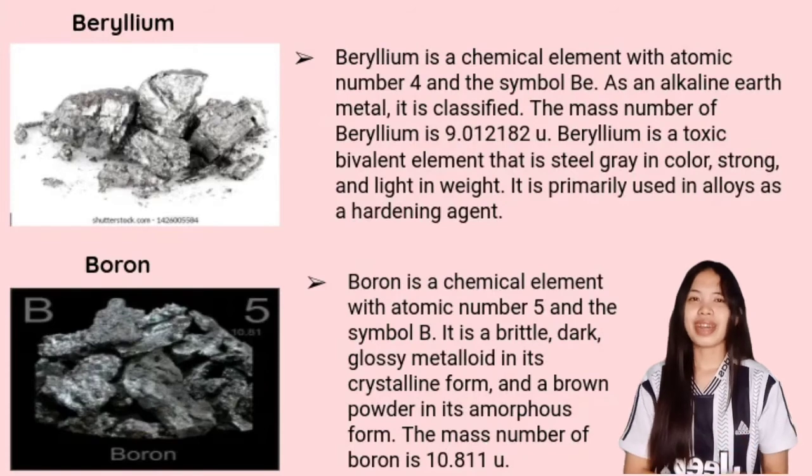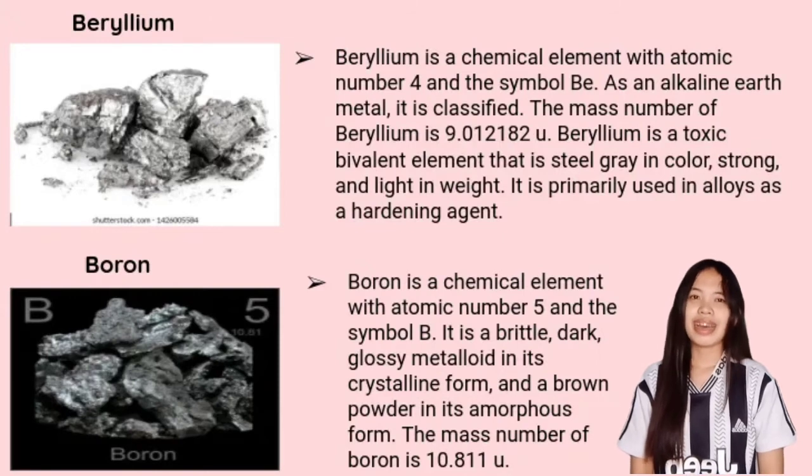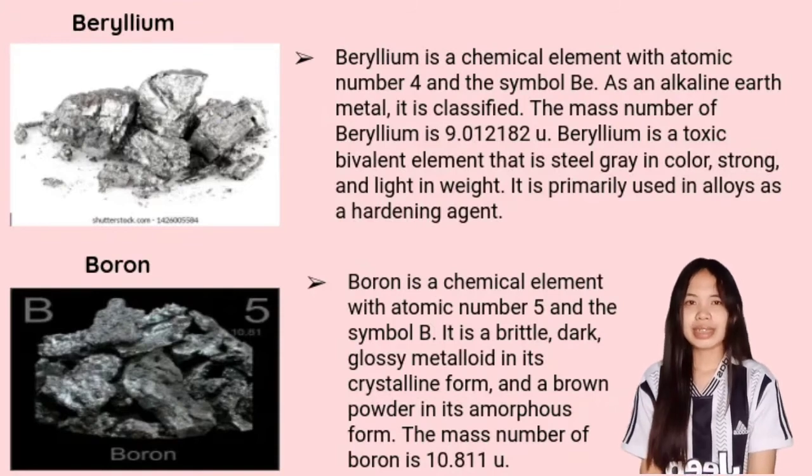Boron. Boron is a chemical element with atomic number 5 and the symbol is B. It is a brittle, dark, glossy metalloid in its crystalline form and a brown powder in its amorphous form. The mass number of boron is 10.811 U.